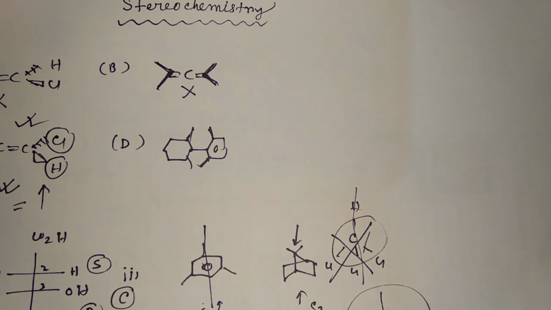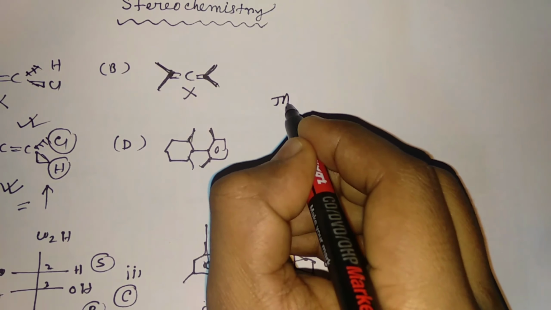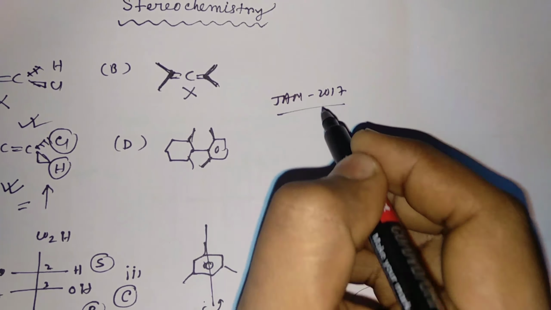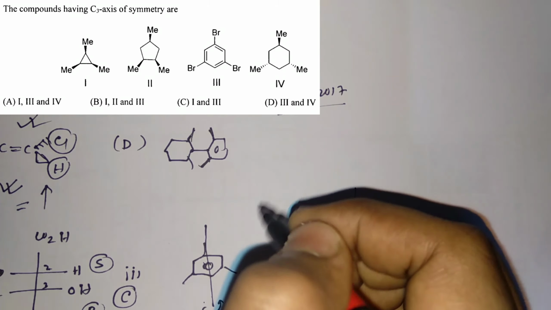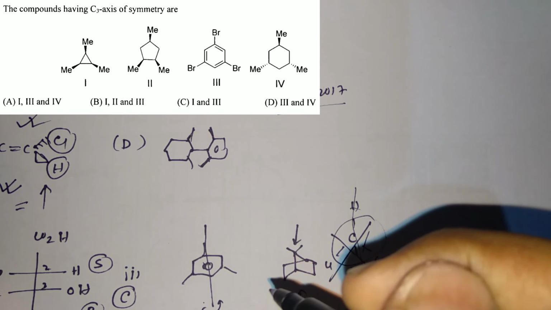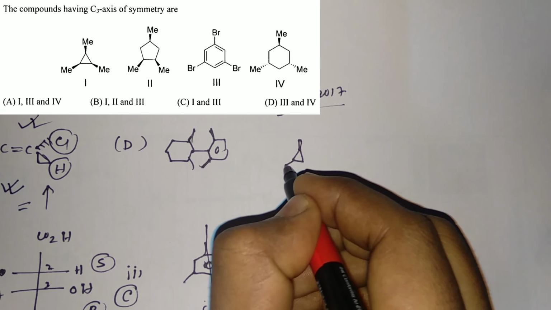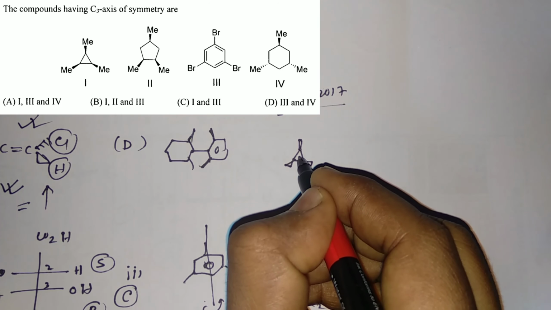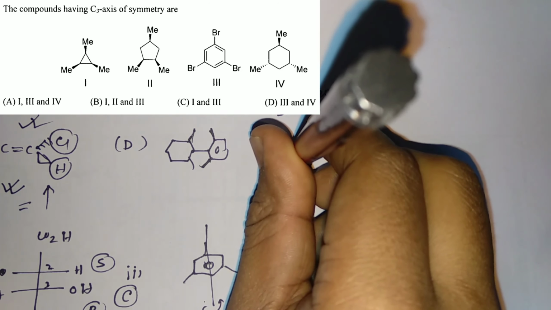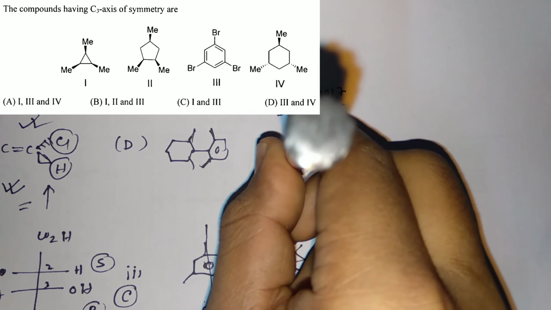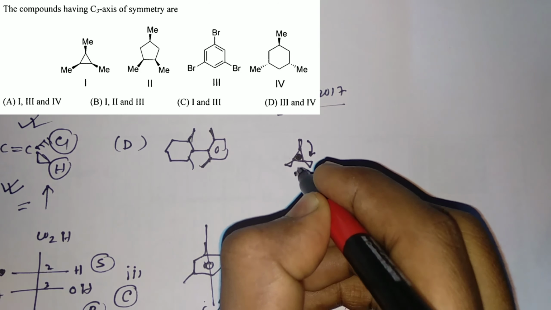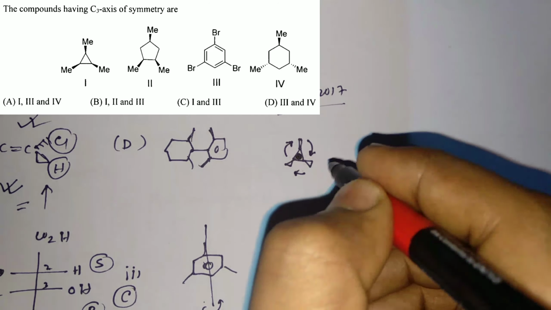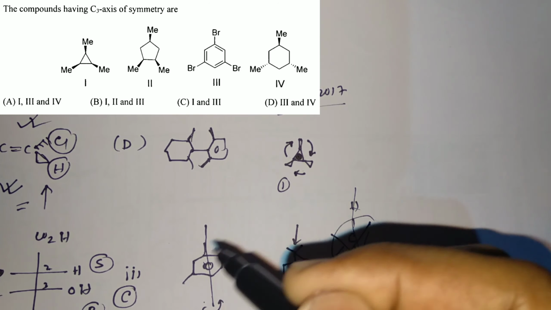Okay. Next, coming to JAM 2017. The question was, which one has a C3 axis of symmetry? You can see the question on your screen. In the case of the first, you can hold like this. I am holding the pen, and you can rotate like this. Okay, and you will get the C3 axis. It will come right here, it will go here, and it will come right here. And thus it has a C3 axis. So option 1 is correct.